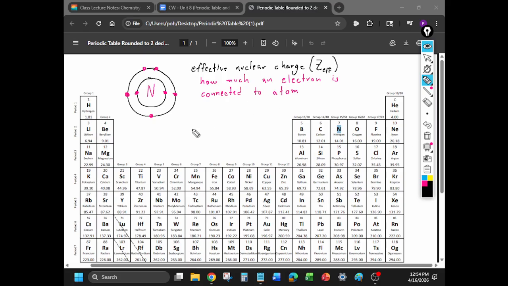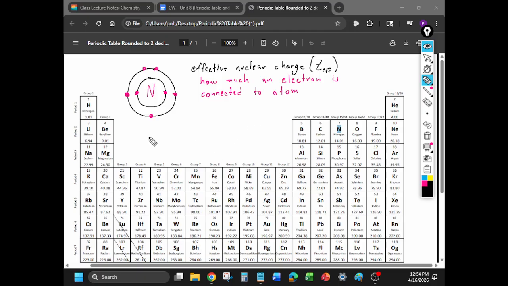Okay, and so the bigger the Zeff number is, we're going to do a calculation for it, the more tightly it's held by the electron. So if you have a Zeff number of 100, that's going to be holding the electron tighter than if you had a Zeff number of like 3. Okay, so bigger number means more tightly held.